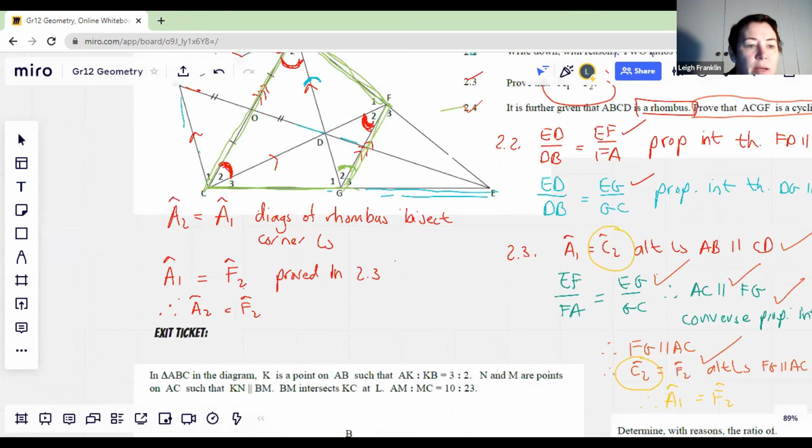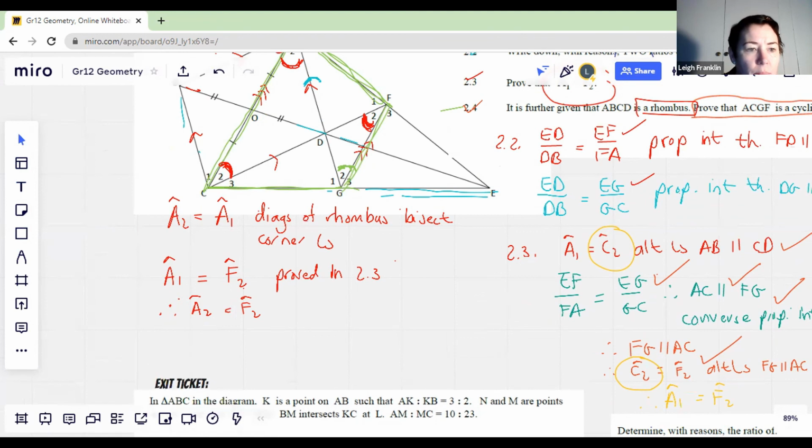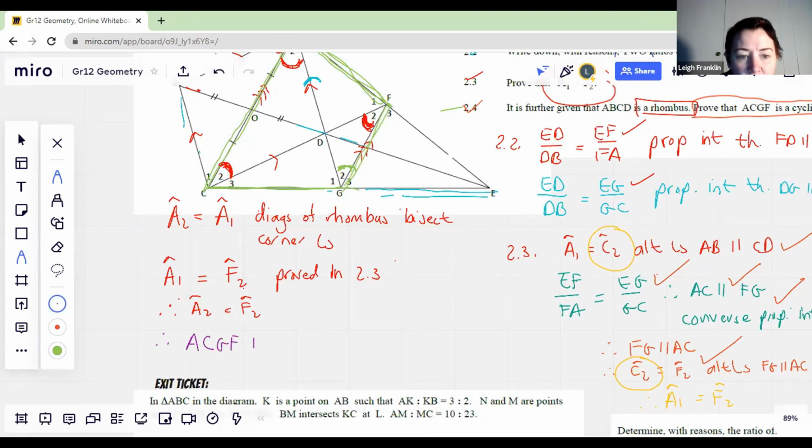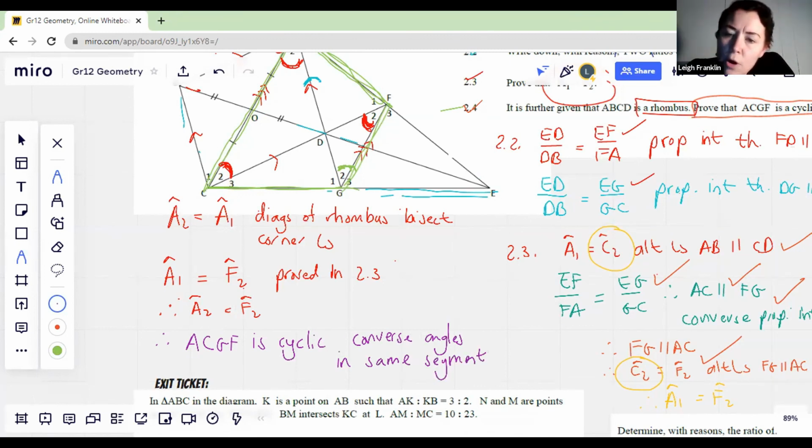Let me just move that out of the way. Okay, so now, therefore, ACGF is cyclic, converse angles in same segment. Okay, Karabo. Yes, ma'am. Thank you.